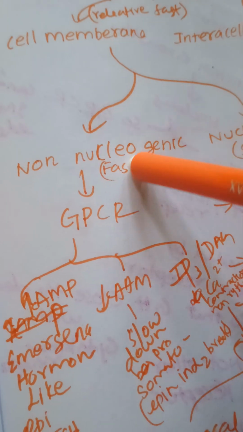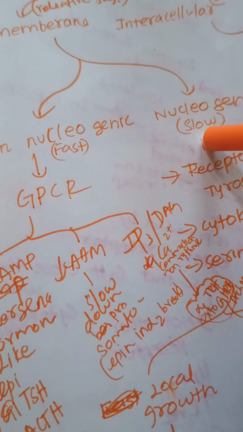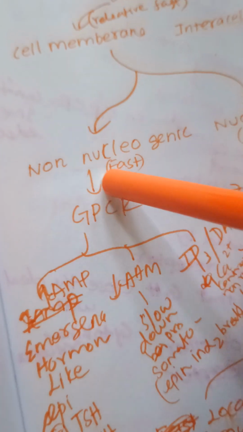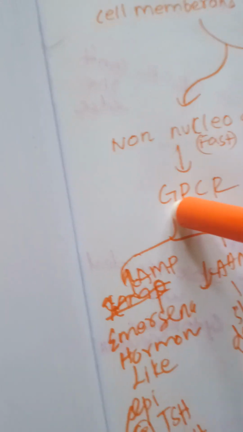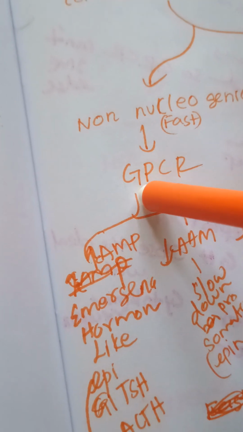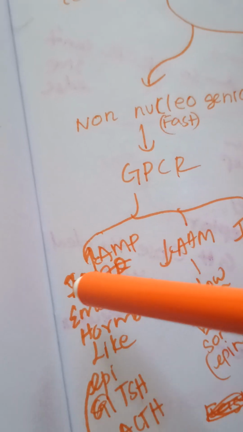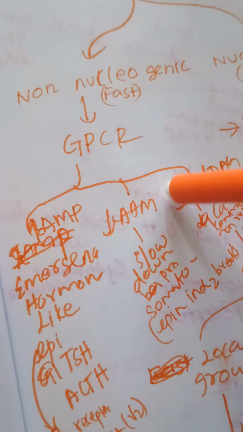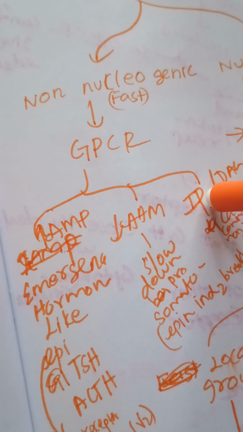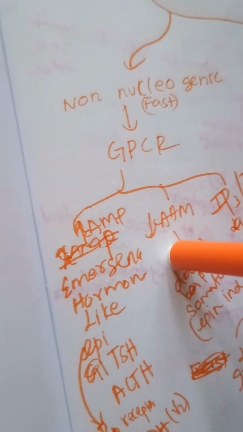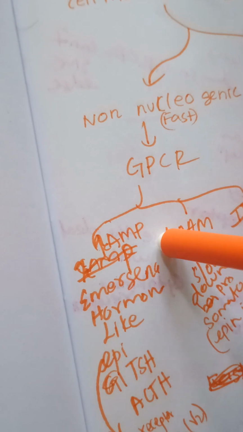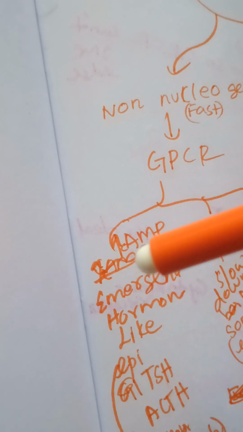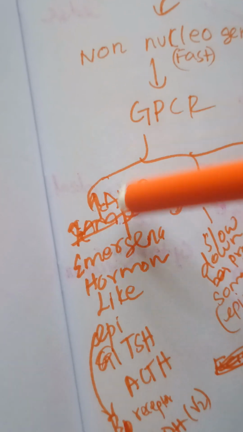So we will see that after the non-nucleogenic receptors. GPCR has three second messengers: increasing cyclic AMP, decreasing cyclic AMP, and IP3. Increasing cyclic AMP paves a way through that. It acts fast. It recovers the body fast.